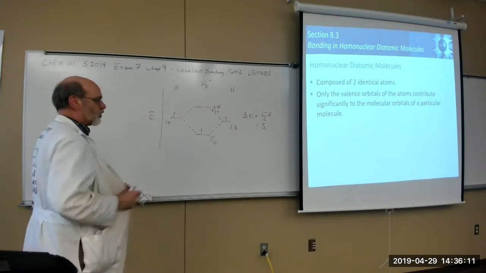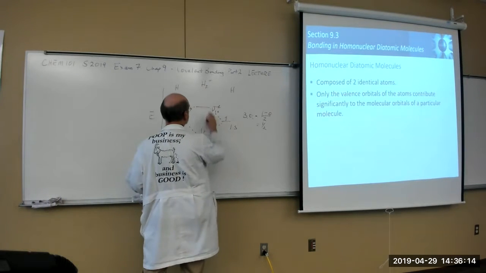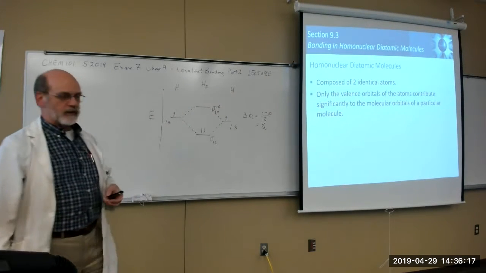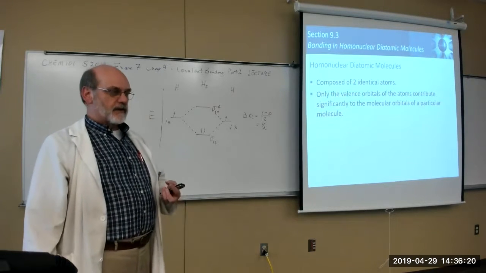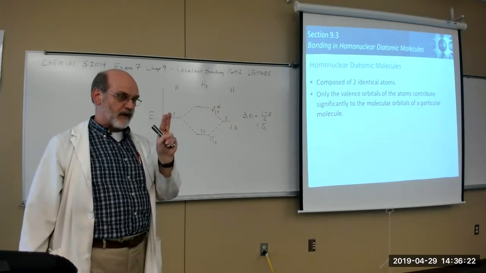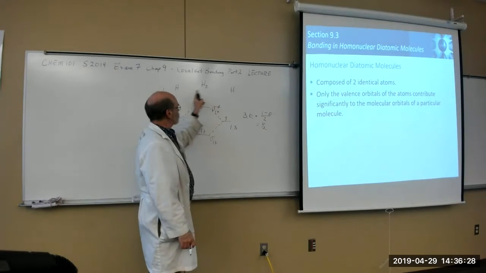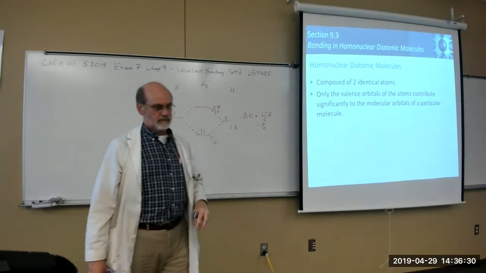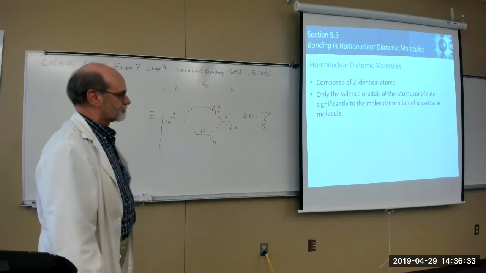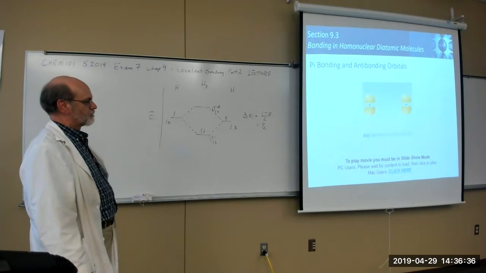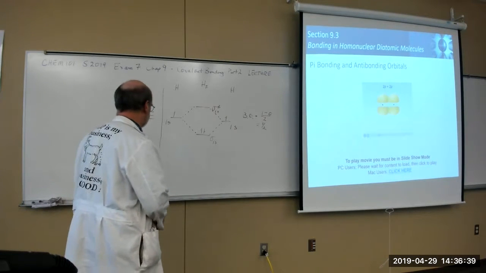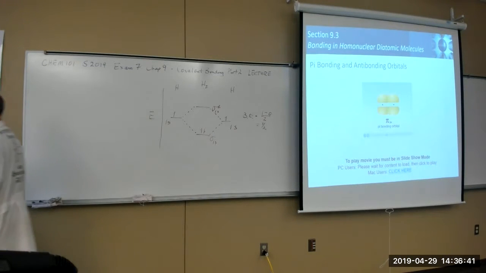All right, what we've discussed so far up to this point are homonuclear diatomic molecules. That is, they're diatomic, 2 atoms bound together in a molecule, and they're homonuclear, that is, both of the nuclei are identical. When 2p orbitals are aligned sideways and added, a pi bonding molecular orbital is formed. When 2p orbitals are aligned sideways and subtracted, a pi anti-bonding molecular orbital is formed.